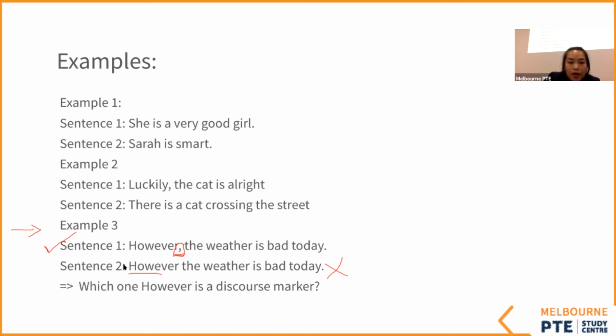Now, however, in sentence number 2, it can be an adverb. And for an adverb, it can be the first sentence, right? So only the connector cannot be the first sentence. Why? Because like I mentioned, the connector needs to have 2 sentences, right? Sentence 1 and sentence 2. So for this one, however, is a connector. And for the second one, however, it is not a connector.